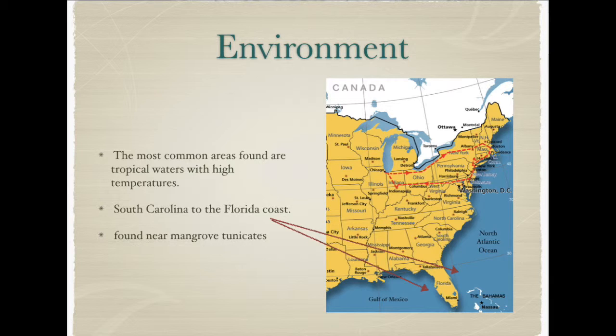The most common areas where the tiger flatworm is found are tropical waters with high temperatures. These areas can include anywhere from South Carolina to the Florida coast. They can also be found in the Caribbean and the Bermuda Sea. These organisms will be found near mangrove tunicates, which are colonies of ascidians that contain individual zooids connected through different stolons near the base of the colony.